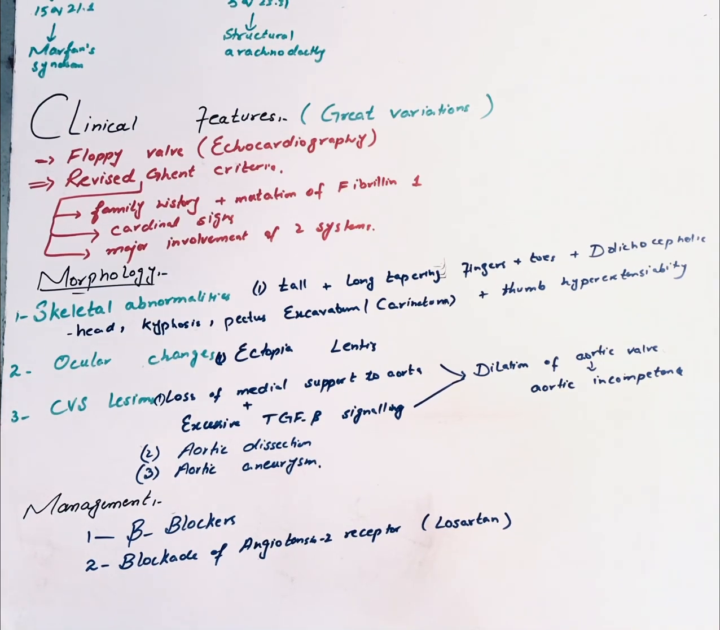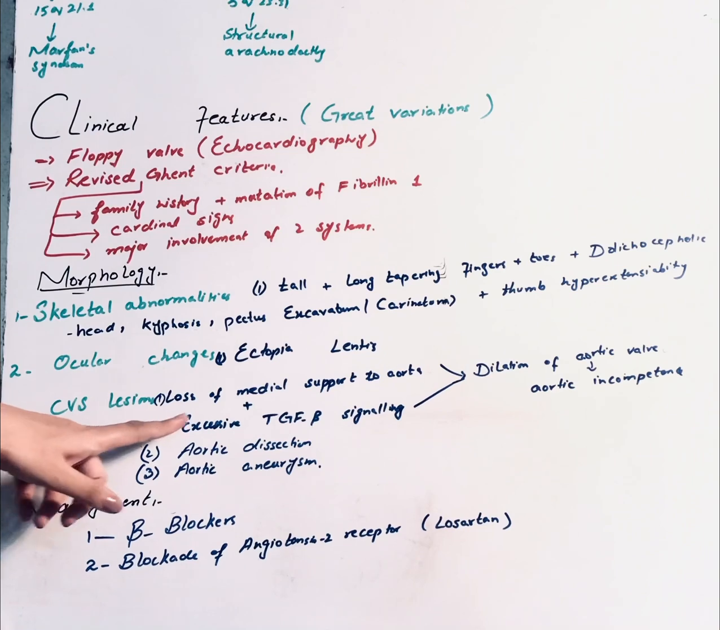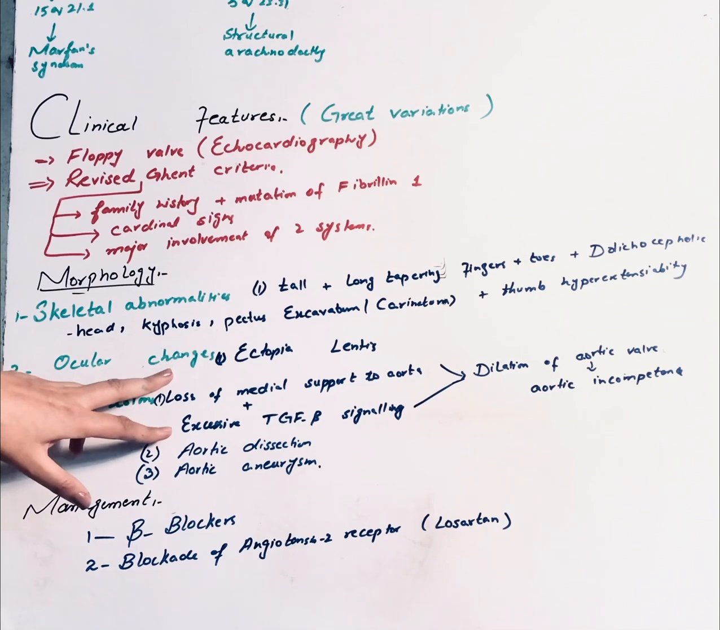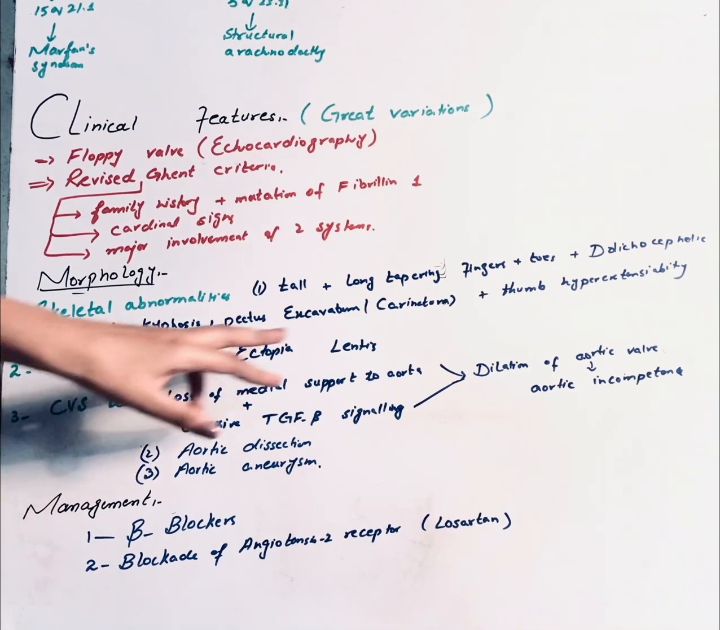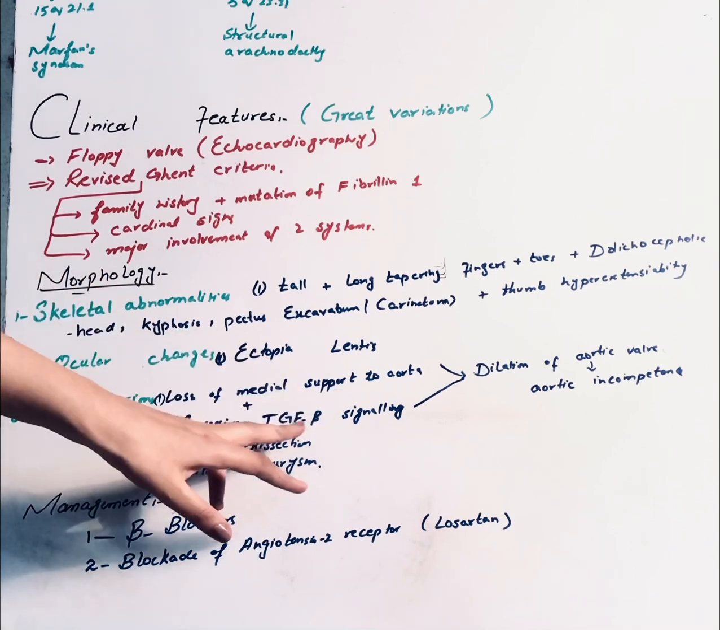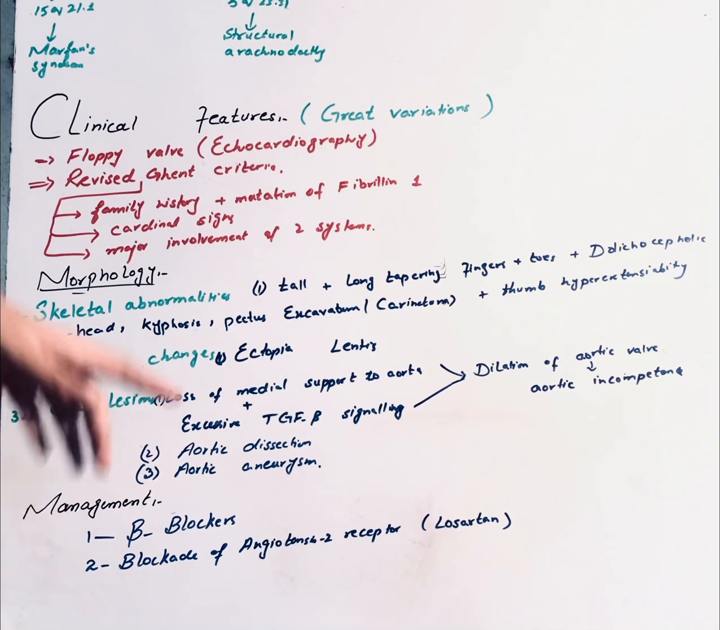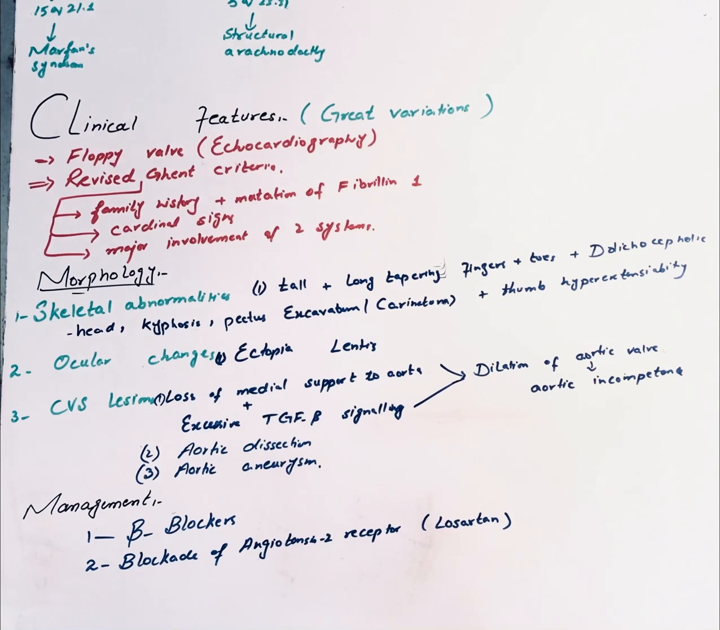Other thing that comes here is CVS lesions. In CVS lesions, what happens? There is loss of medial support to the aorta, and there is excessive tissue growth factor beta signaling. Both of these things cause the loss of extracellular matrix, which can lead to the dilation of the aortic valve, and that can lead to aortic incompetence. Due to loss of this medial support and tissue growth factor beta signaling, there can be aortic aneurysm and aortic dissection, which can lead to the tearing of our intima and media, and this can lead to the aortic dissection.